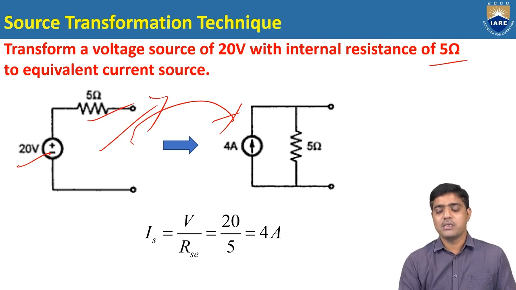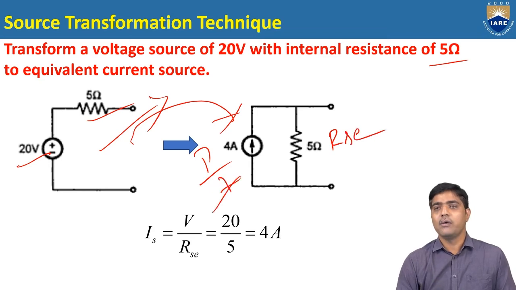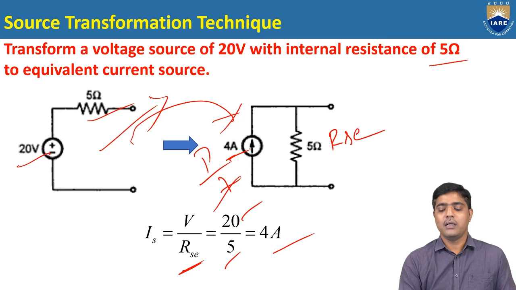So current source means, this is going to be I, this is going to be RSC. So what is the value of I? I equal to V by RSC. What is the V? 20 by 5, that is going to be 4 amps. Then what is this shunt resistance? It is going to be equal to the RSC.